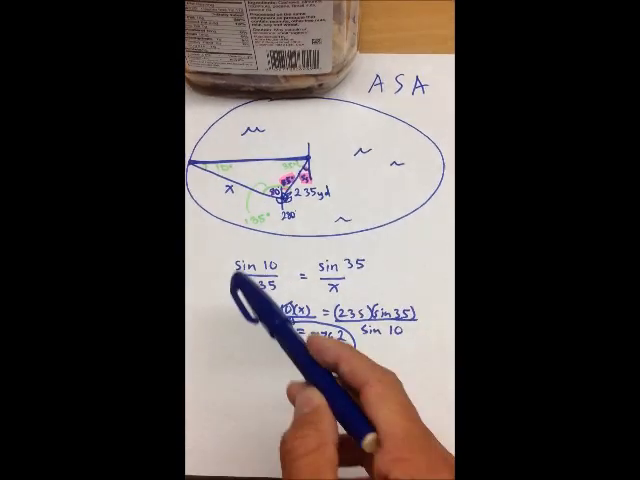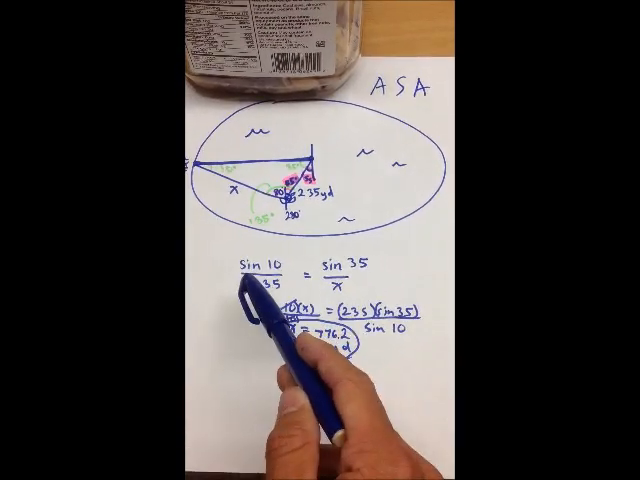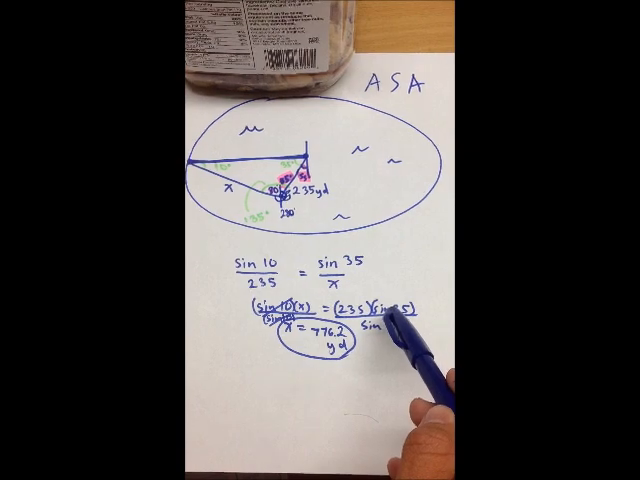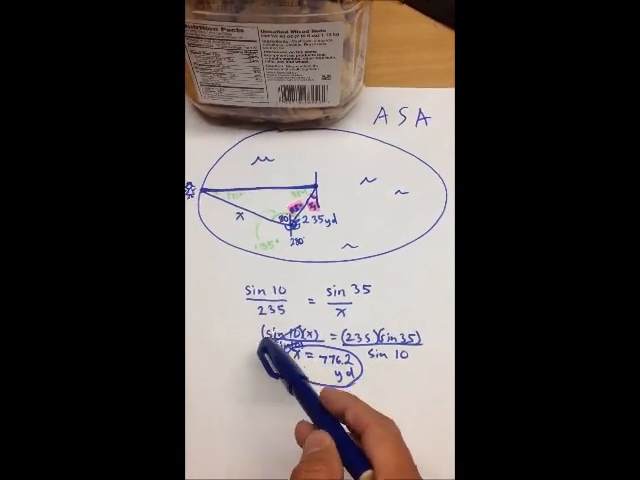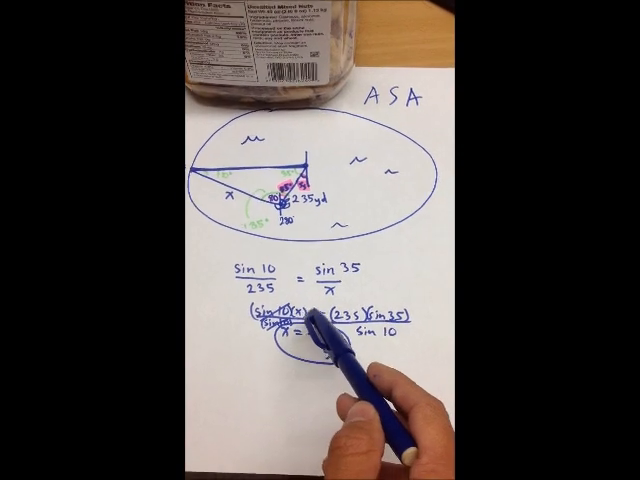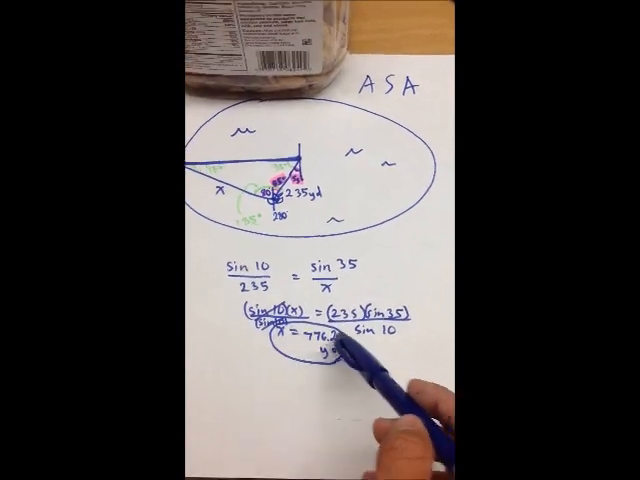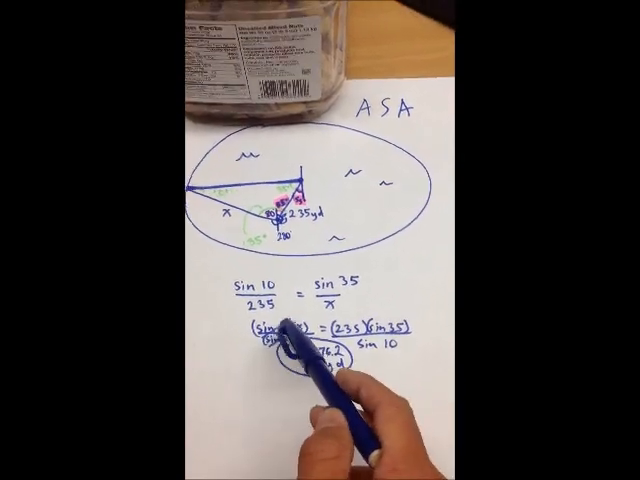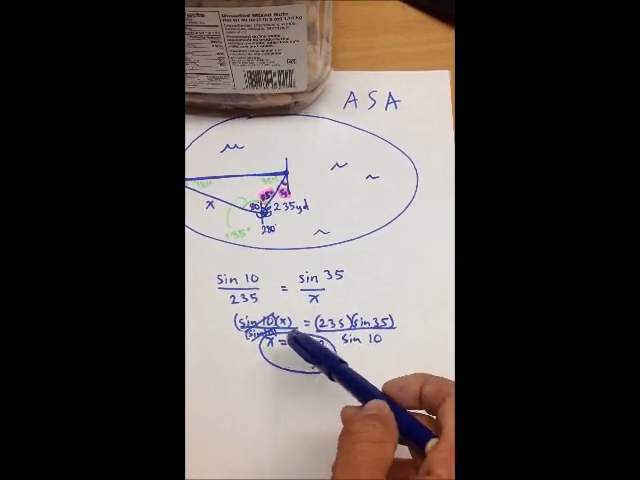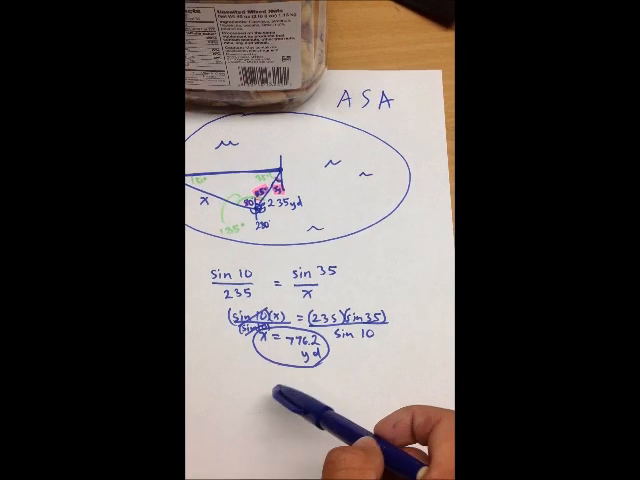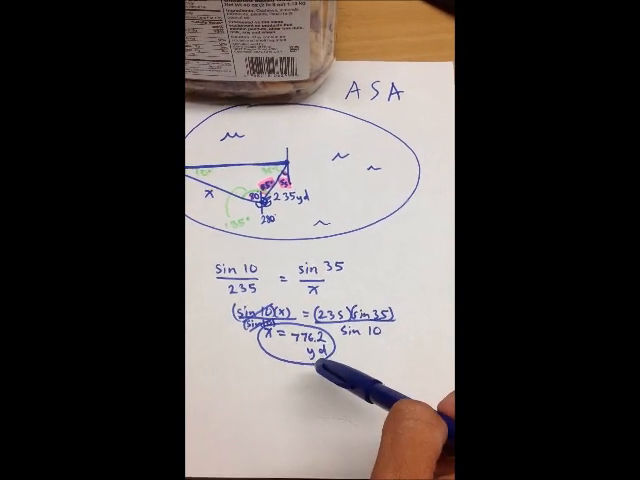Solve for x, we cross multiply, get 235 times sine 35 equals sine of 10 times x. Isolate x, divide both sides by sine of 10. x equals 235 times sine of 35 over sine of 10. Input that into calculator, you should get 776.2 yards.